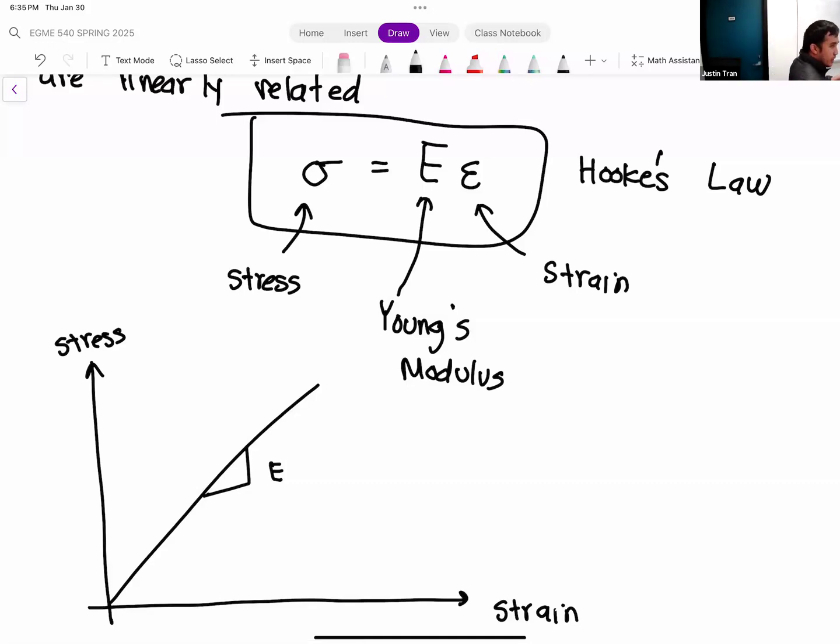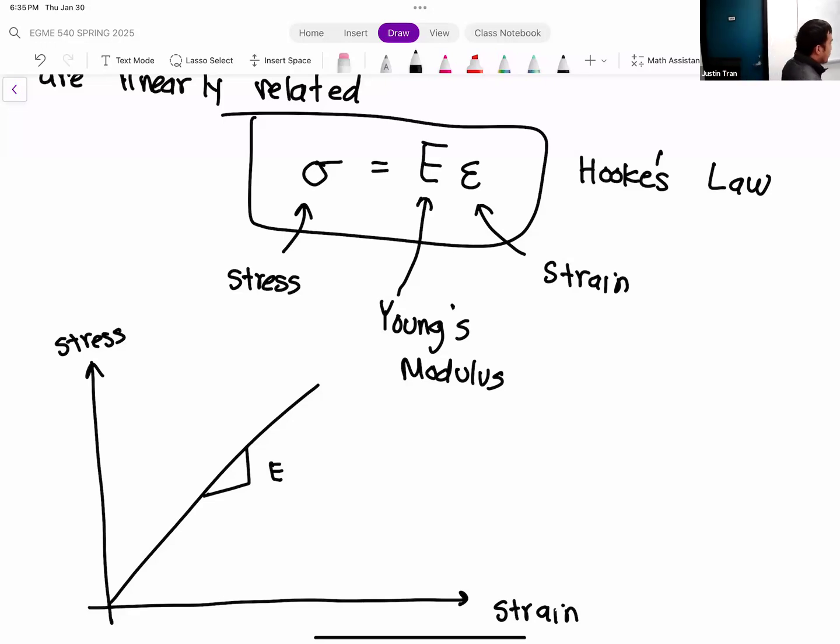So, the fact that stress and strain are linearly related to each other is part of the reason why I don't have you display strain. To get strain, all you have to do is take stress and divide by the Young's modulus. So it's usually not too exciting from that perspective. Okay.